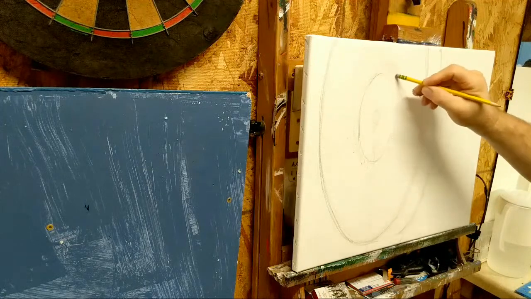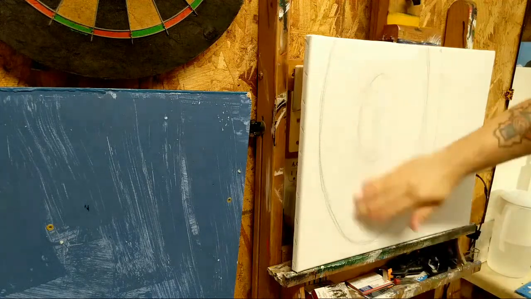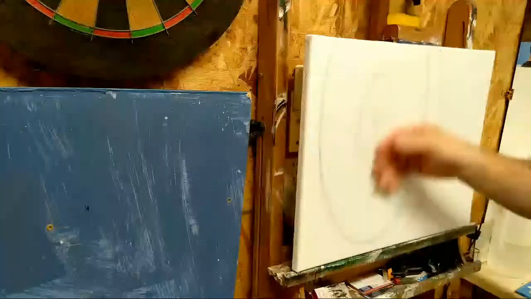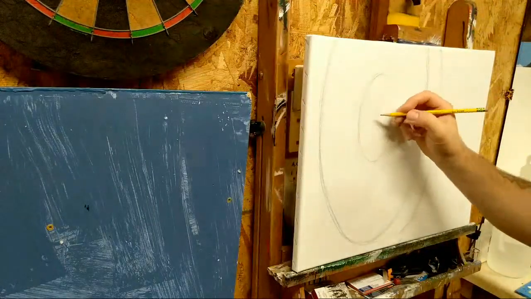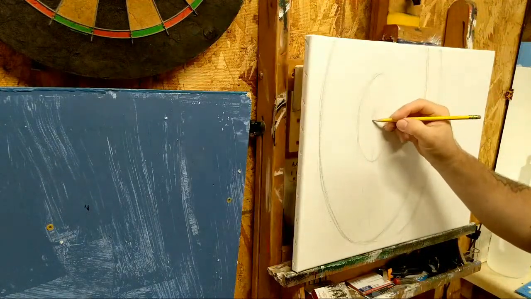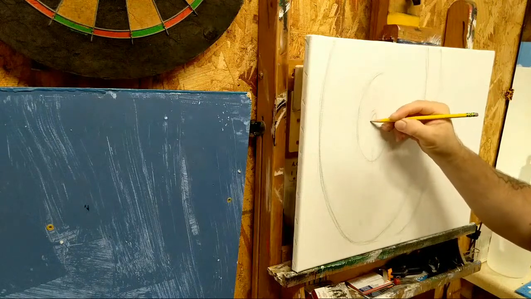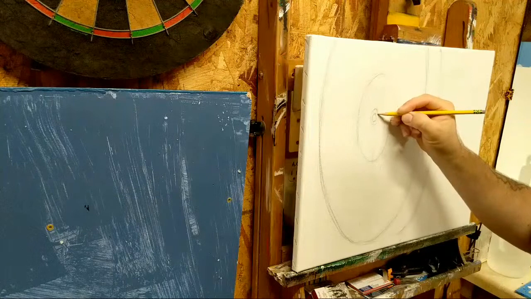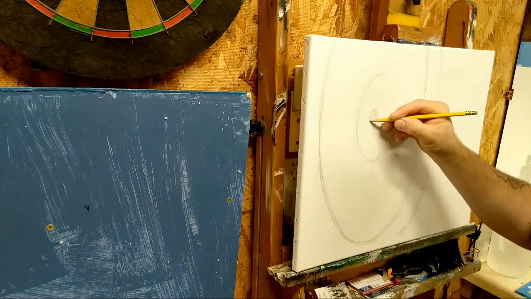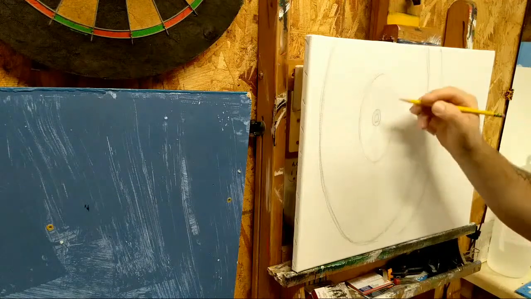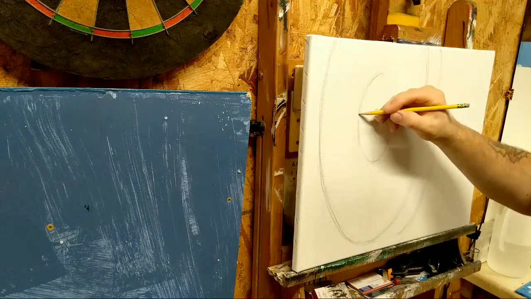All right, so to make this a little bit more educational, this is the bullseye. This is the 25 points outside the bullseye. This is the triple ring.